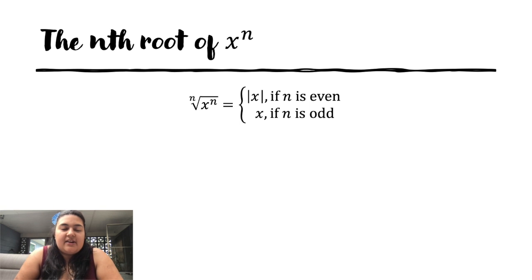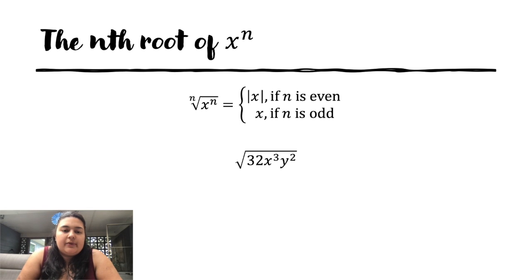That is for even numbers. If n is an odd number, if this is the cube root of x cubed, you do not need those absolute values, because if x is negative, then you're going to get a negative number. If it's positive, you're going to get a positive number. So again, that was relating to the previous lesson. Let's see how this works in a problem.